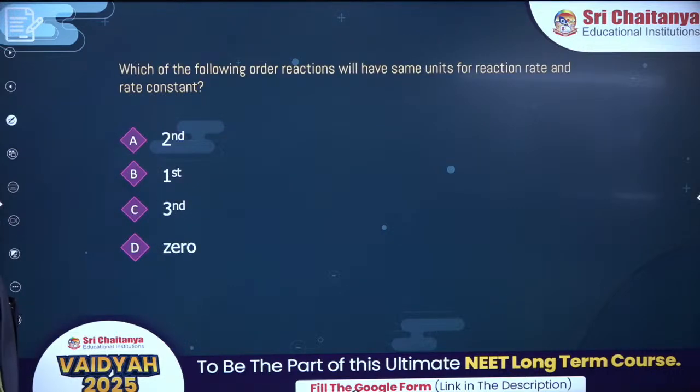Next. Which of the following order reactions will have the same units for rate and rate constant?